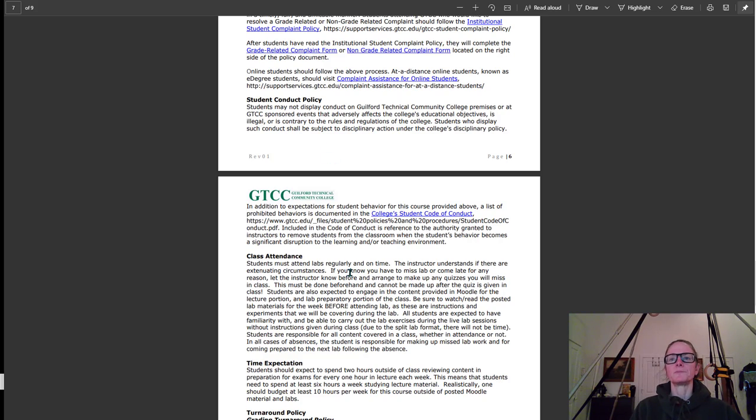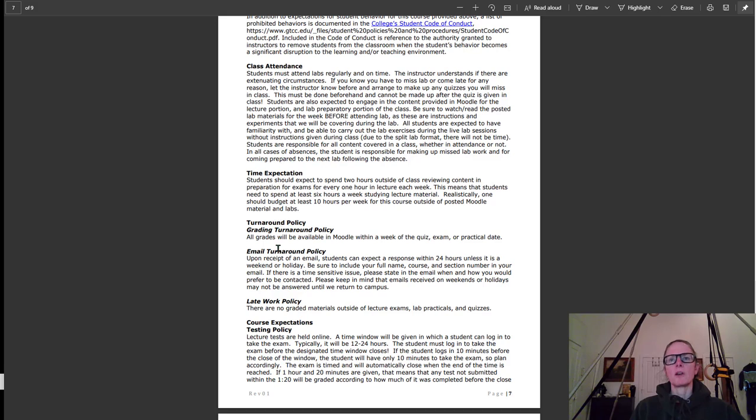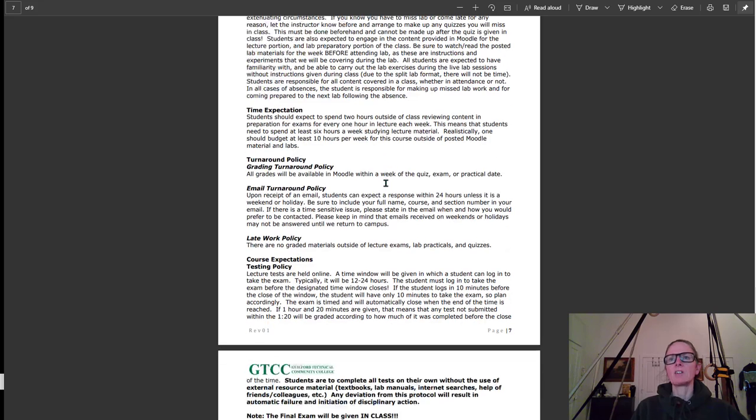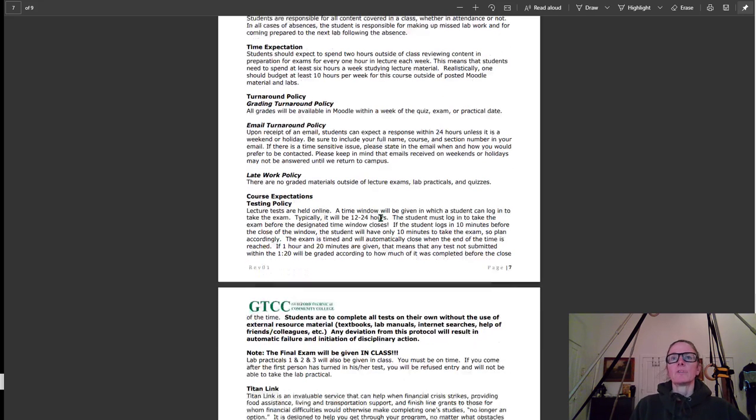collaboration among the students. Now, all of the rest of this basically just talks about the expectations for class attendance, how much time you should be spending. For most people, especially if you've not had a lot of background in this before, it's going to take at least 10 hours a week outside of going through the posted Moodle materials and lab. We also will have our turnaround policy. Grading typically is done within a week of when the test was taken.